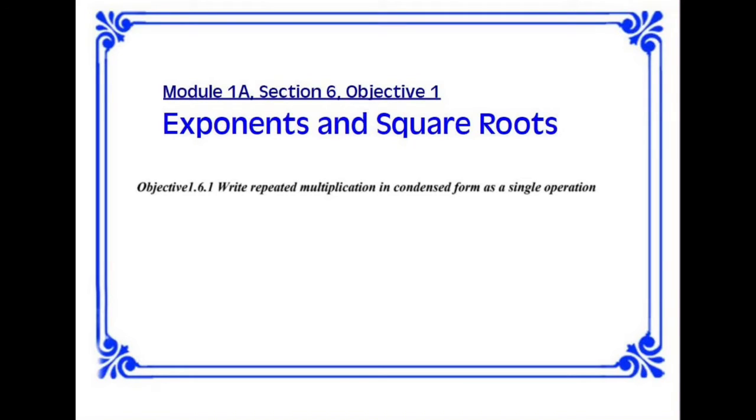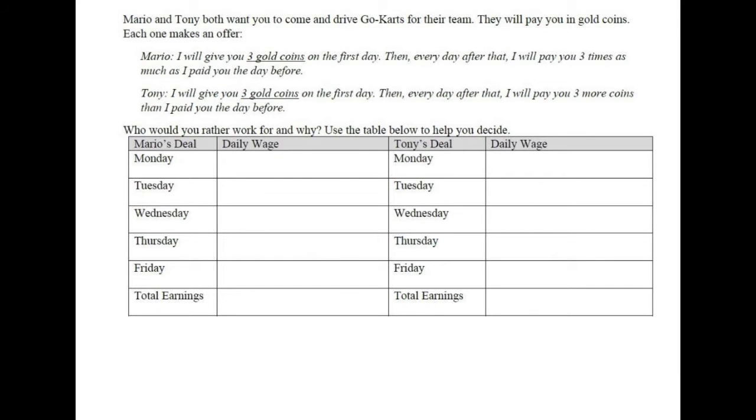Module 1, Section 6, Objective 1, and that is writing repeated multiplication in condensed form as a single operation. That'll make more sense when you see it. This page is showing the difference between repeated addition versus repeated multiplication.